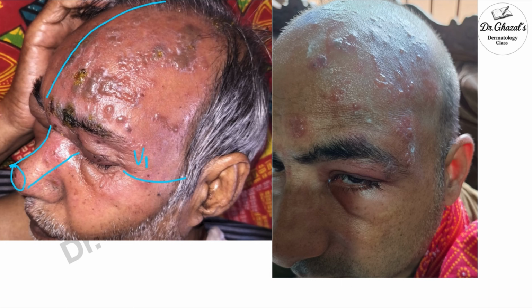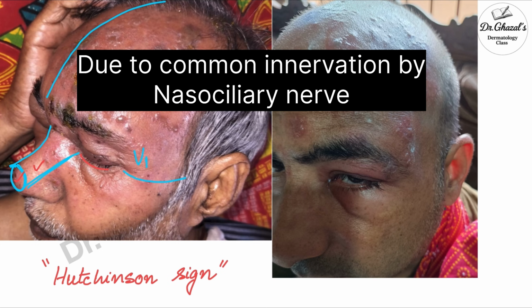Now if there is a rash or vesicle at the tip of the nose or at the side of the nose, this is Hutchinson sign. It means if the tip of the nose and the lateral surface of the nose is involved, the eyes inside will be having inflammation or infection. Inflammations like keratitis, conjunctivitis, uveitis.